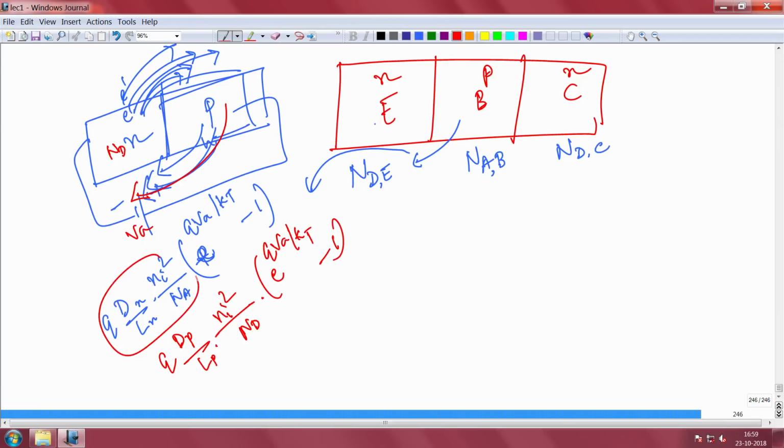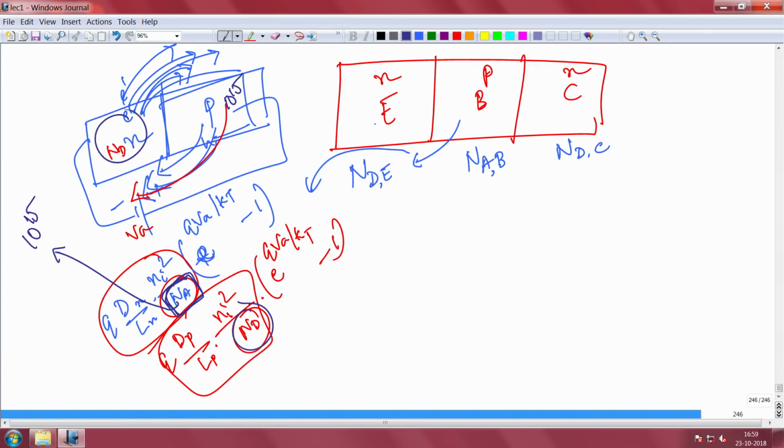Most of the terms are equal here, there are small differences you cannot differentiate, except Na and Nd. Please look carefully: the current goes inversely as the doping on the other side. If the doping on the p side, which is Na, is very low, suppose 10 to the power 15, and suppose the doping on this side is 10 to the power 18, then this quantity will be much larger than this quantity, right, because this is 10 to the power 18.